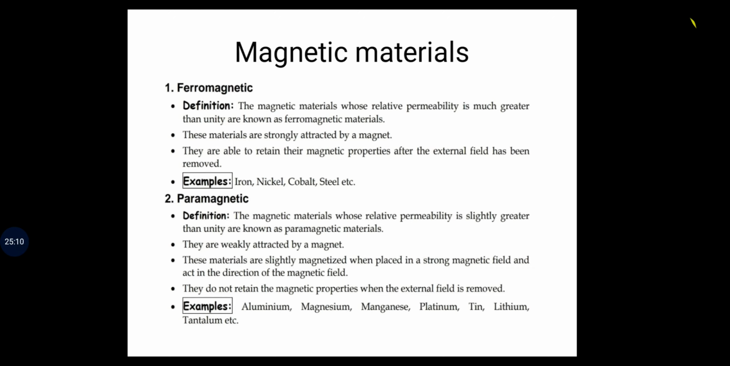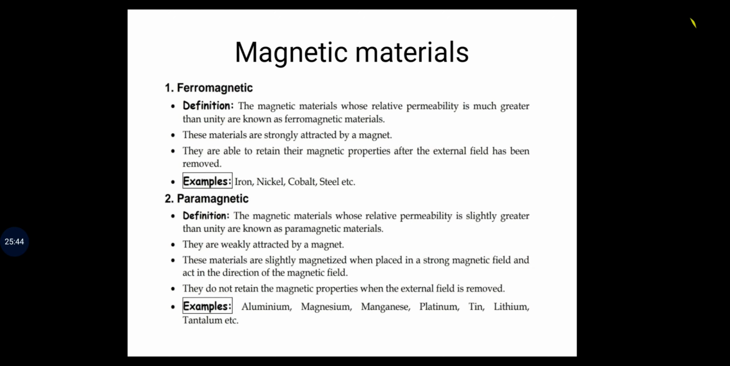So again, what is meant by ferromagnetic materials? The magnetic materials whose relative permeability is much greater than unity are known as ferromagnetic materials. Examples are iron, nickel, cobalt and steel.